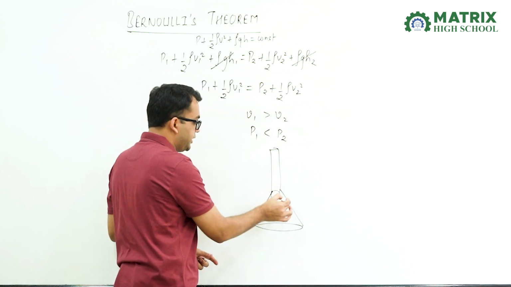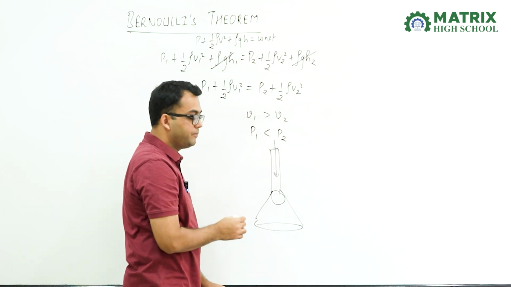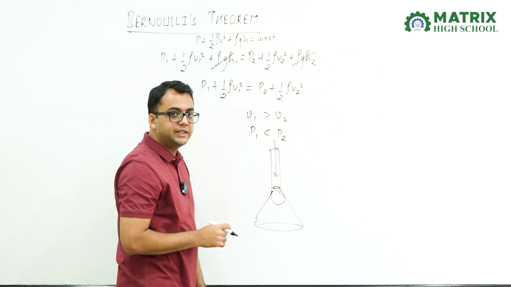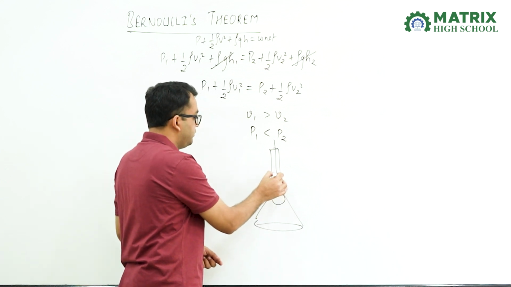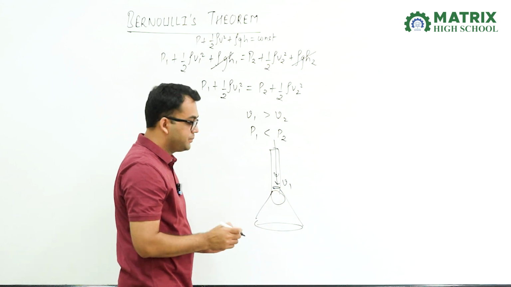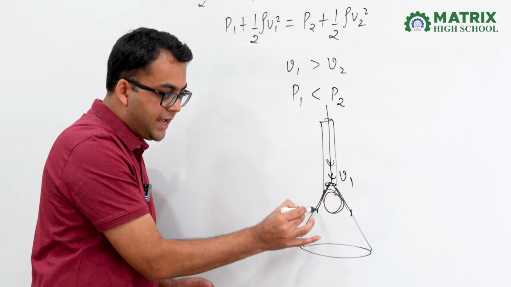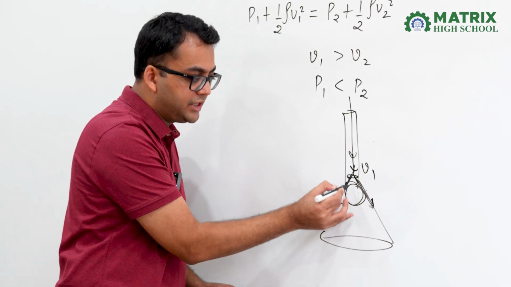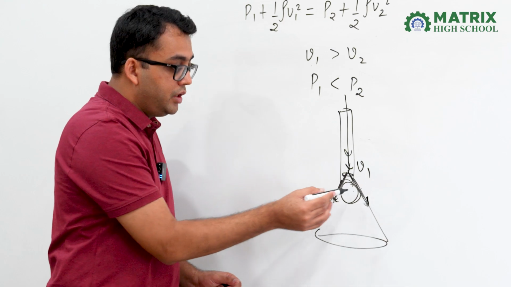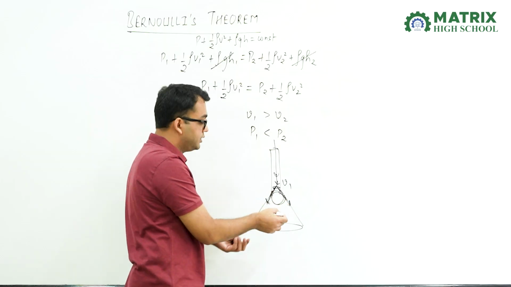When we keep the ball here and we have inverted the funnel and we blow air from this point, here the cross-sectional area is very small and we are blowing air forcefully. So the velocity of air here is large. Now the air tries to escape from this narrow space between the ball and the funnel. The air tries to escape from this area. Here the area is even smaller, so the velocity is larger.